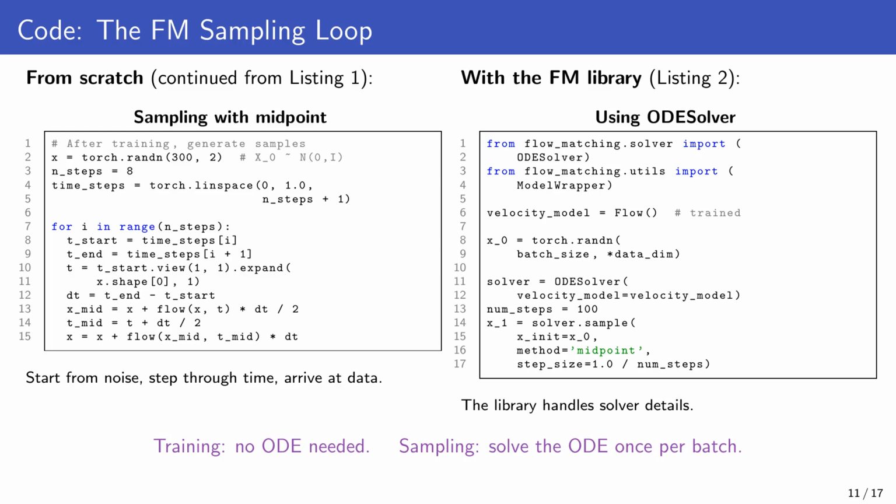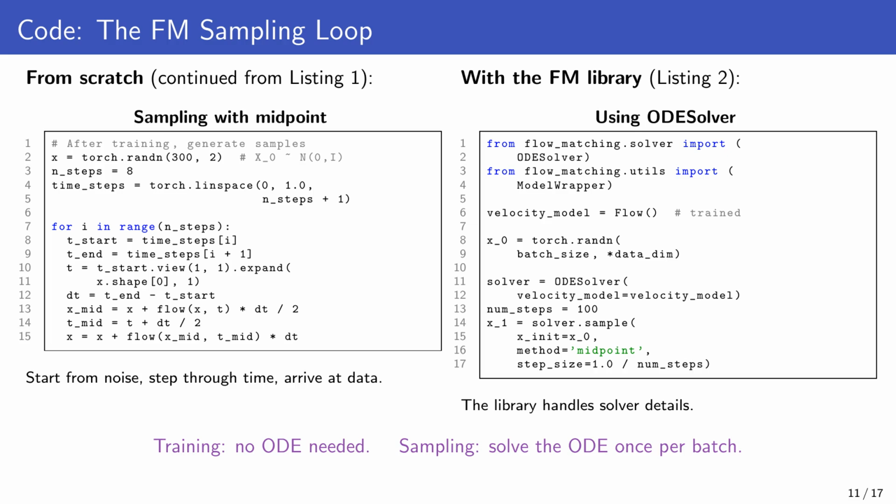Here is the sampling code, shown in 2 versions. On the left, the from-scratch implementation that continues our training code from listing 1. On the right, the clean version using the flow matching library. The from-scratch version makes the algorithm transparent. We start with 300 random noise points. We define 8 time steps between 0 and 1.